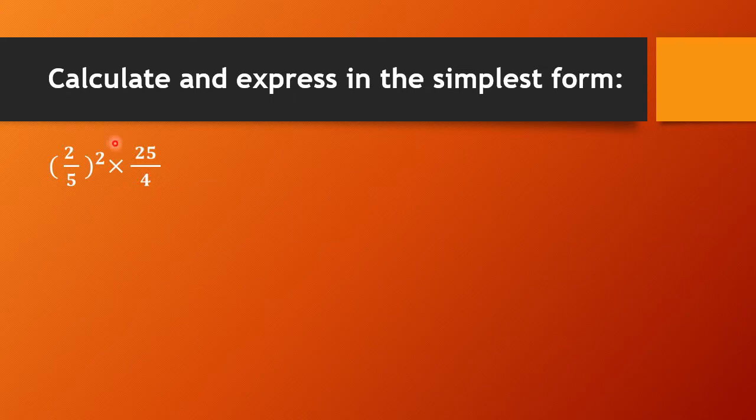(2/5)^2 times 25 over 4. In this exercise, we will distribute power 2 among the numerator and the denominator. It will be 2 power 2 over 5 power 2. 2 power 2 is 4 and 5 power 2 is 25, times 25 over 4, the same. So we will simplify it. 25 divided by 25 equals 1, and 4 divided by 4 equals 1. So the result will be 1.